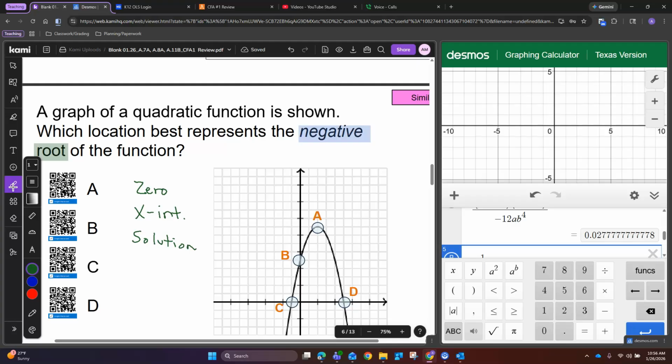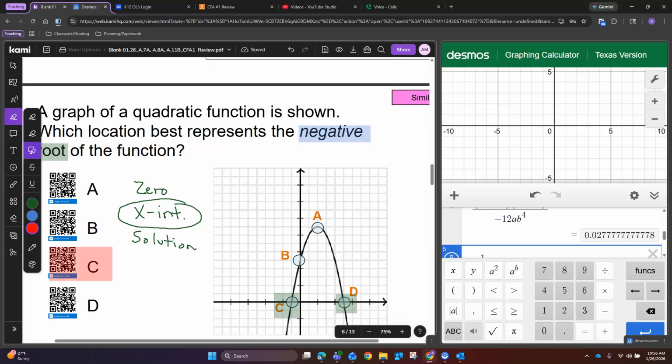Okay, we have a graph here, so we're looking for x-intercepts, and we want the negative one. So all we're going to do is look at these two x-intercepts right here. Which one is negative? Well, C is negative. It's on the left-hand side of the y-axis, and that's going to be negative 1, 0.